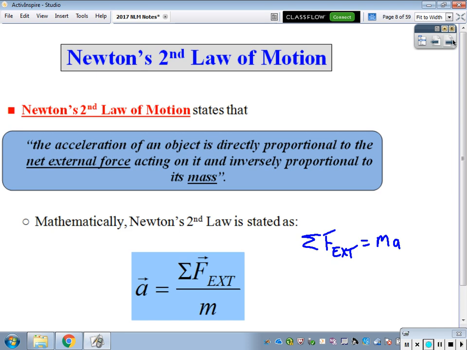Any push or pull on an object. Okay? And I know we kind of brought that into the fray when we started talking about Newton's first law, and it comes to the second law, and also comes to the third law.